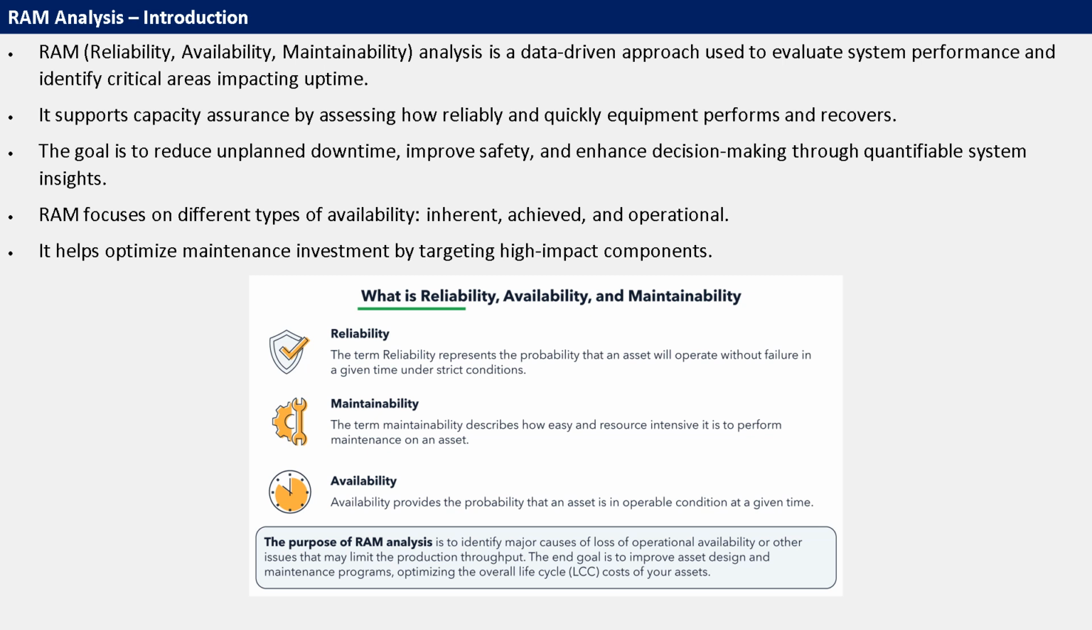RAM results guide leadership in capital planning, what to invest in, maintenance strategy selection, RCM, CBM, etc., and risk mitigation, preventing high-consequence failures. By focusing efforts on high-impact components, organizations avoid wasting time and money on low-risk areas, embodying the CMRP principle of doing the right work at the right time.